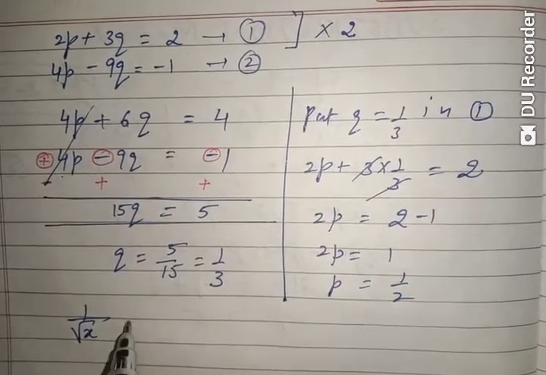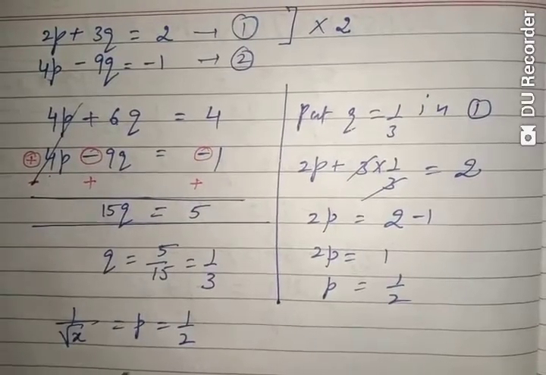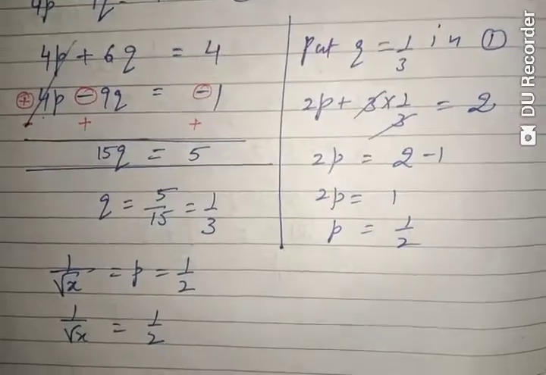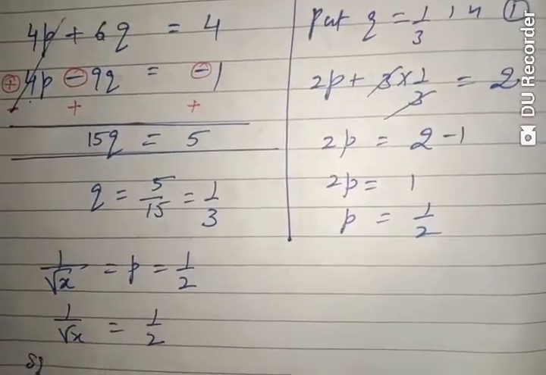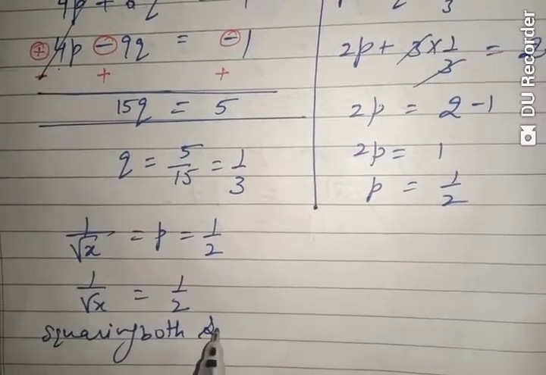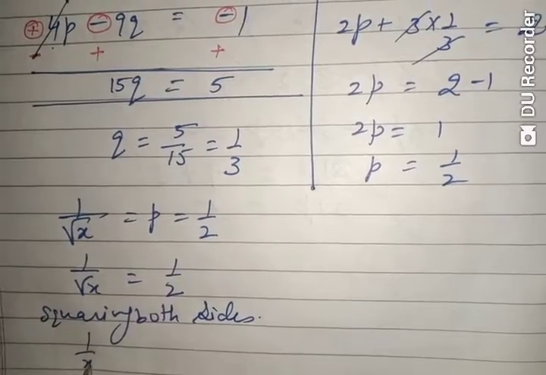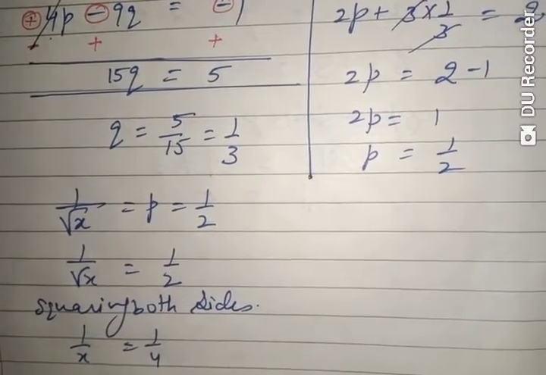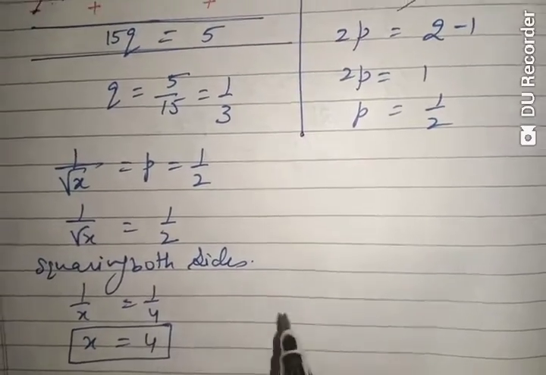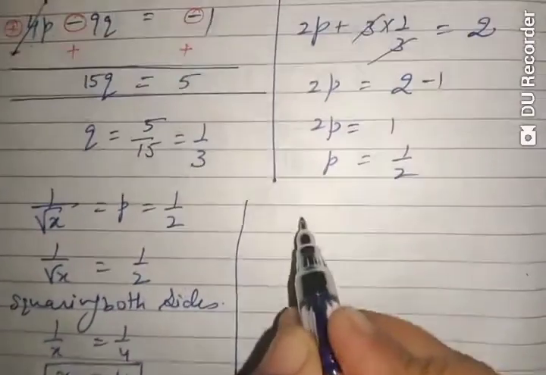We supposed 1 by root x as p, which is equal to 1 by 2. So 1 by root x is equal to 1 by 2, and squaring both sides, we get 1 by x is equal to 1 by 4. So finally we have got x is equal to 4, because our question was in x and y, so we need to find the value of x and y.